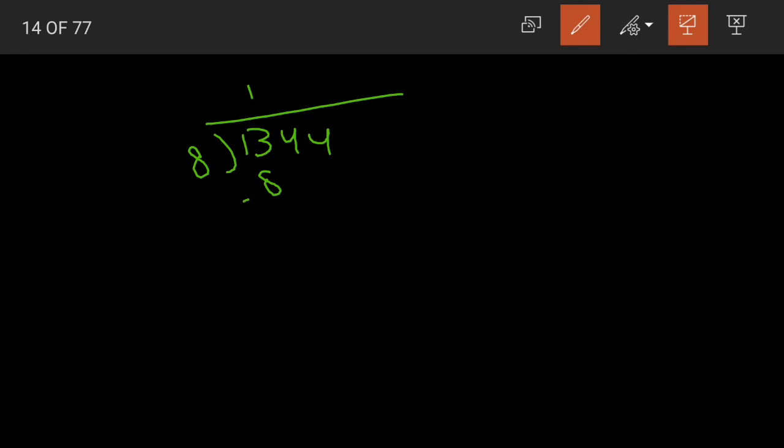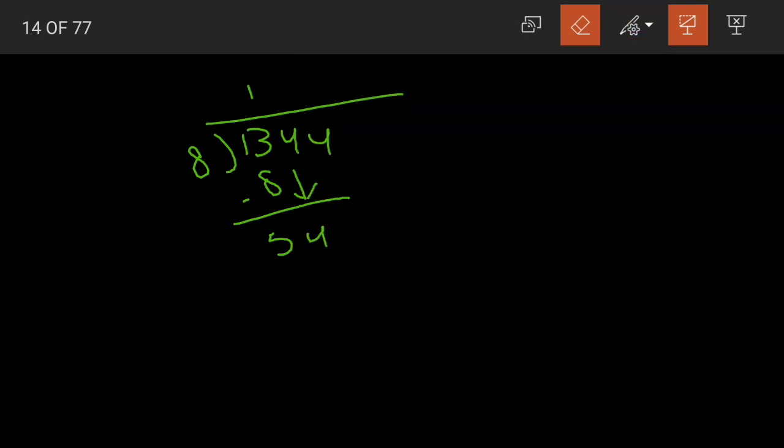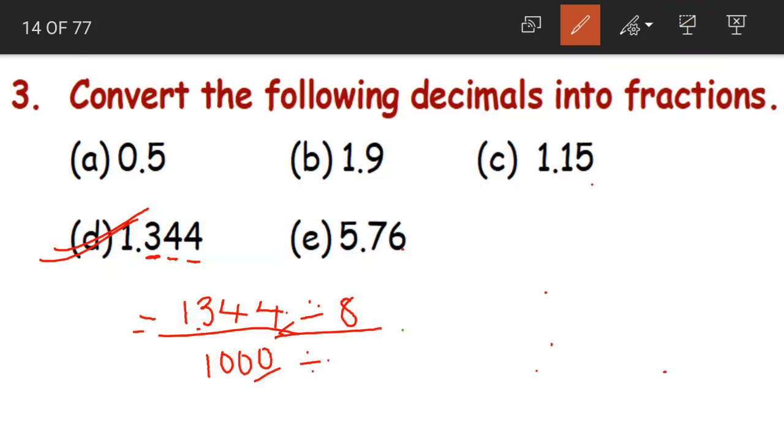We have 8 ones are 8. When we subtract, 5 is remaining. 4 brought down. Then we have 8 sixes are 48. When we subtract, how much is remaining, children? 6. And then when 4 is brought down, 8 eights are 64. When we subtract, 0 is our remainder. So what is the answer? 168 is our quotient for the numerator.